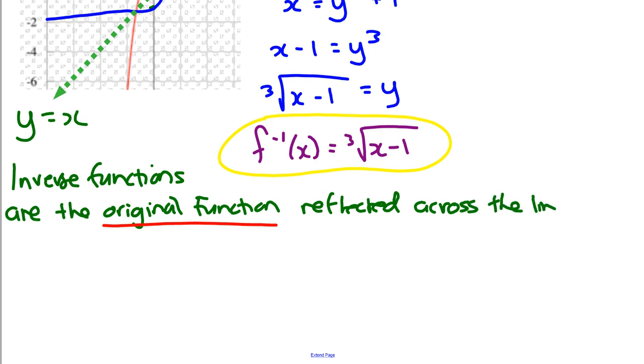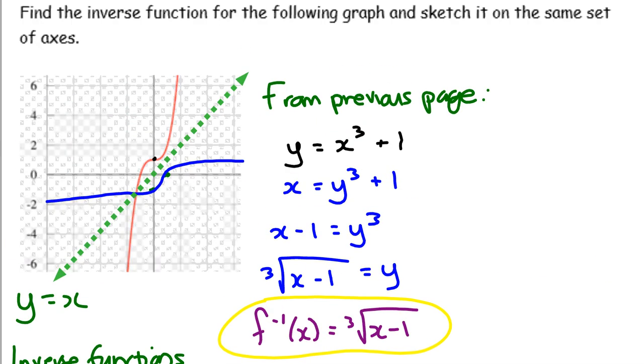That's a special thing to do with the relationship between the original function and its inverse function. The inverse function happens to be the original function, but reflected across the line y equals x. So the x-intercept on the original function should become the y-intercept on the inverse function, and vice versa. Alright, I think that's kind of the end of it.